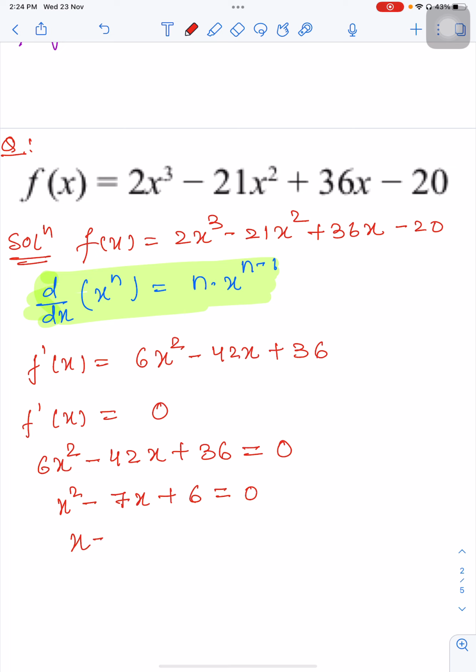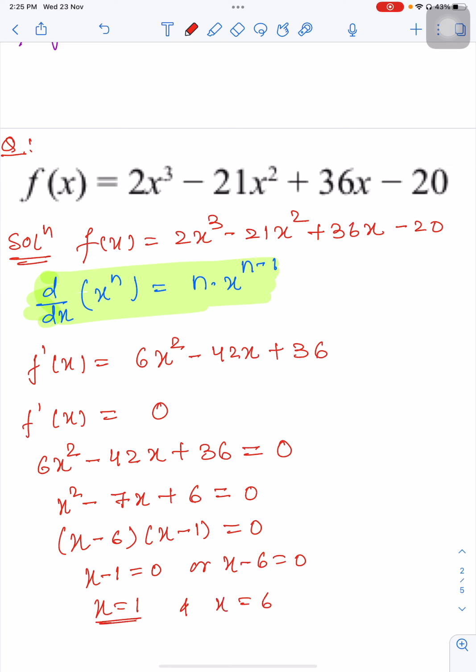अगर आप इसको factorize करोगे, which is very easy, which give us x minus 6 and x minus 1. So x minus 1 equals to 0 or x minus 6 equals to 0. So x equals to 1 and x is equals to what? 6. These are two different values known as what? Stationary point. इसको हम लोग क्या बोलते हैं? Stationary point. Now the stationary point can be either maxima or it can be what? Minima.